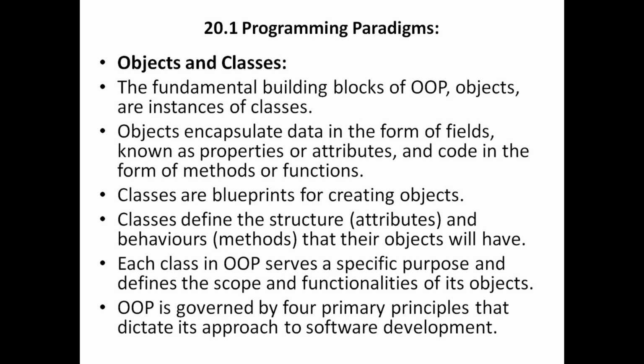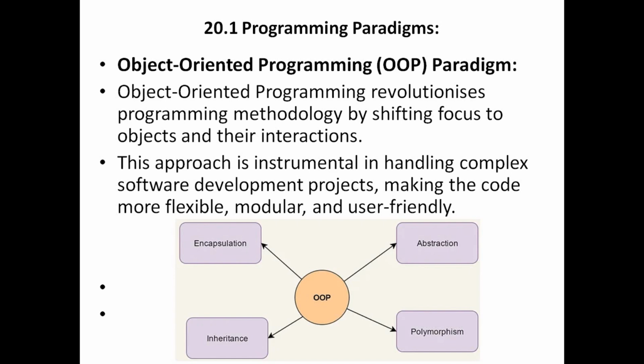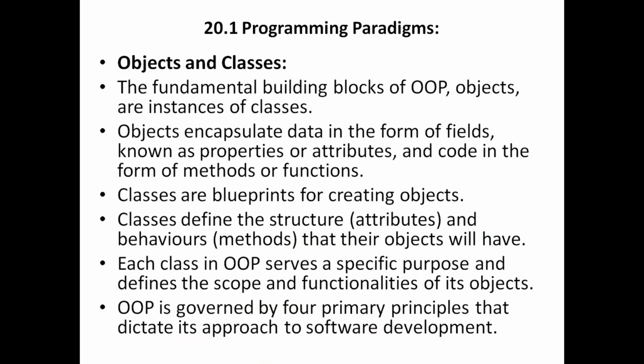So basically, if you have to do something in OOP, first of all you create a class for it, then you use that class as a sample in order to create an object for executing a piece of code. Classes define the structure and behavior, or the methods, that the objects will have. Each class in OOP serves a specific purpose and defines the scope and functionalities of its objects. OOP has 4 primary principles that we have already discussed: encapsulation, inheritance, abstraction, and polymorphism.